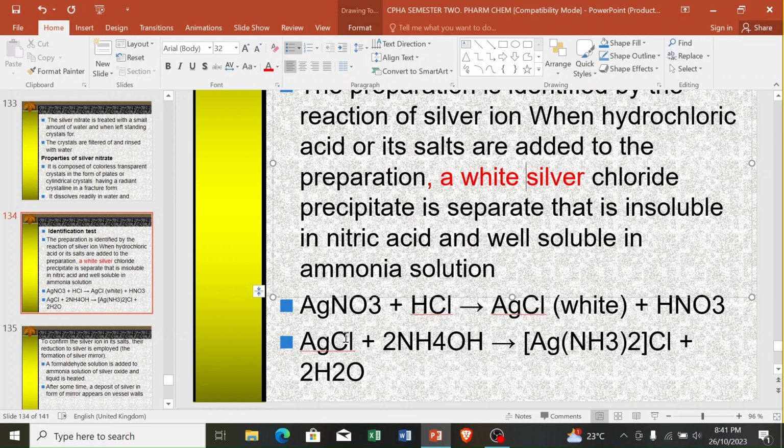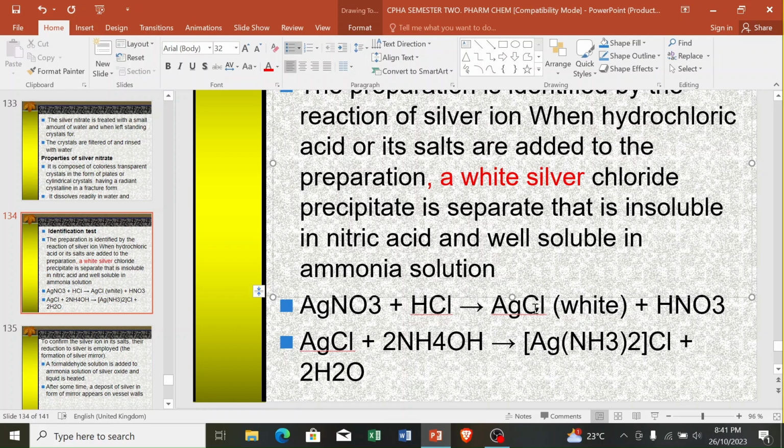So this is the equation of the reaction of what happens, where we say that silver nitrate is reacted with hydrochloric acid to give us silver chloride, which is a white precipitate.